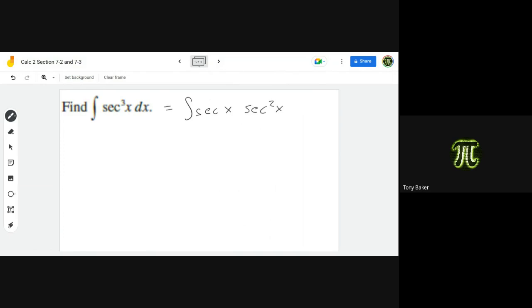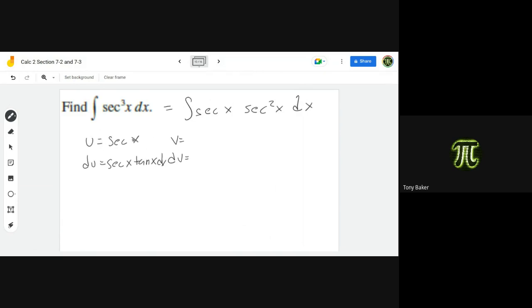I have a multiplication, right? Which method did we learn? Integration by parts. Let's try it. So u, du, v, dv. We'll set u to be secant x. That means du is secant x tangent x dx. Because I can do that.